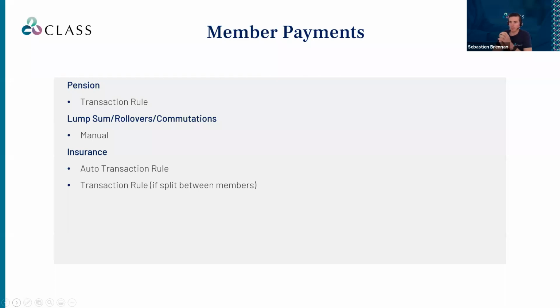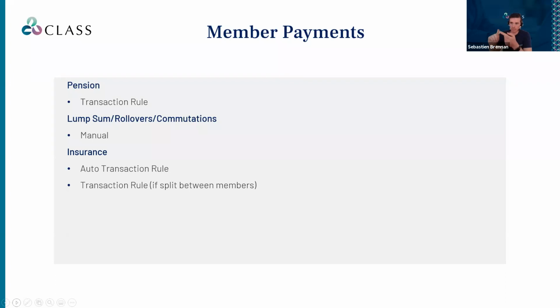Member payments. So here we've got transaction rules. Now I haven't got auto transaction rules because the suggestion here is to be really looking at your pensions on an annual basis. You probably really need to think about what strategy you're adopting, and you don't just want it to automatically process next year's pensions without you checking it. So having a transaction rule which you generate enables you to check before you process the transactions.